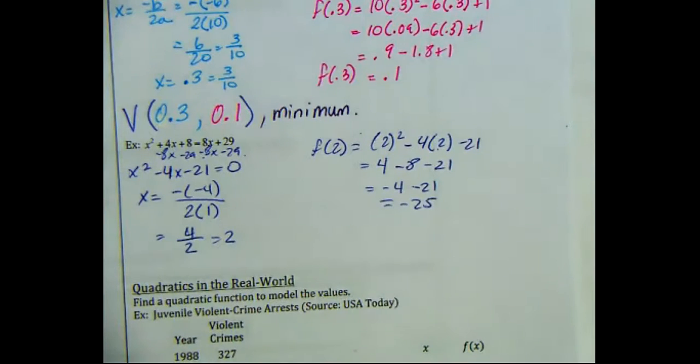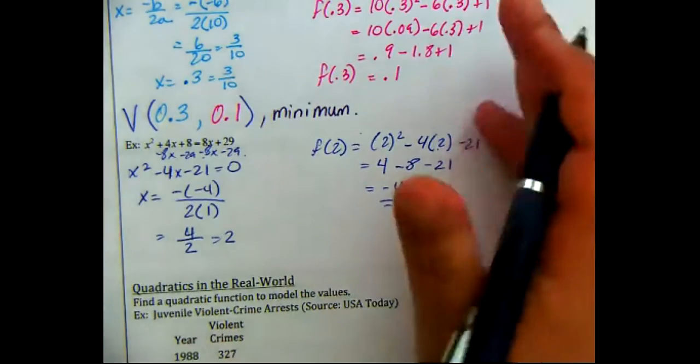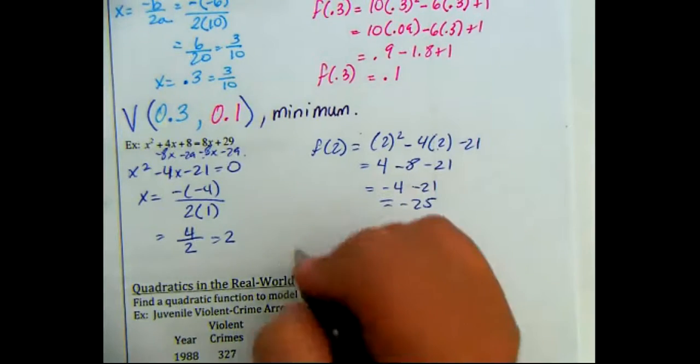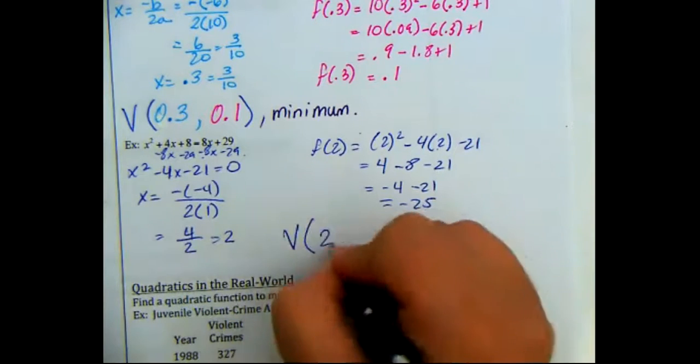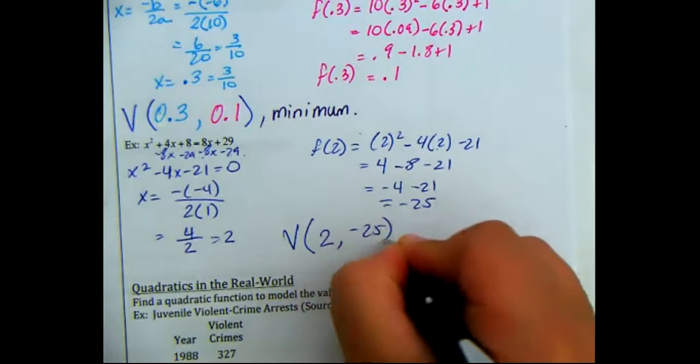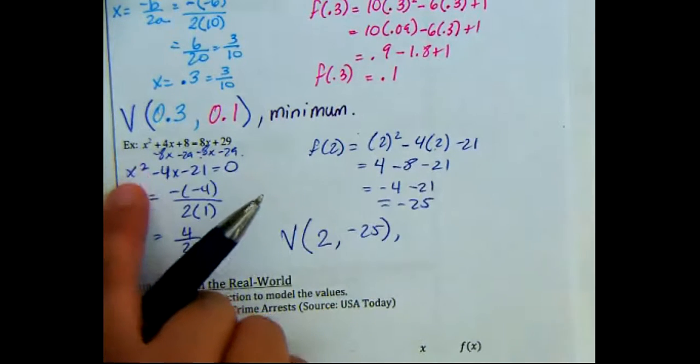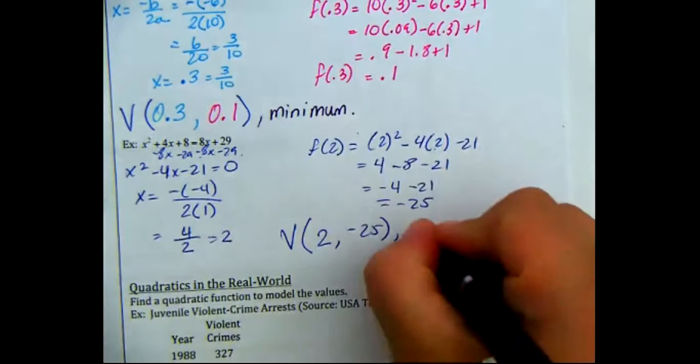Please double check your work to see if something went wrong there. So that means our vertex should be 2 comma negative 25. And for maximum or minimum, look at your A. Your A is positive, which means this is a minimum.